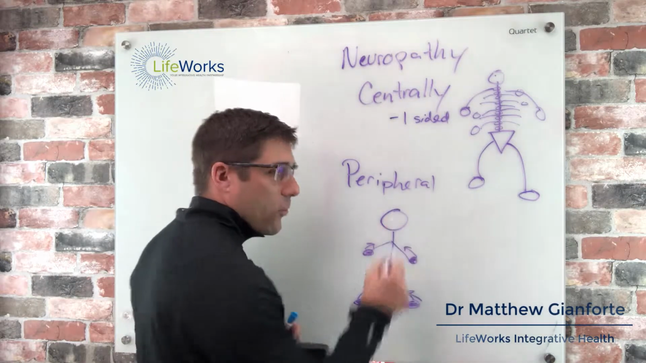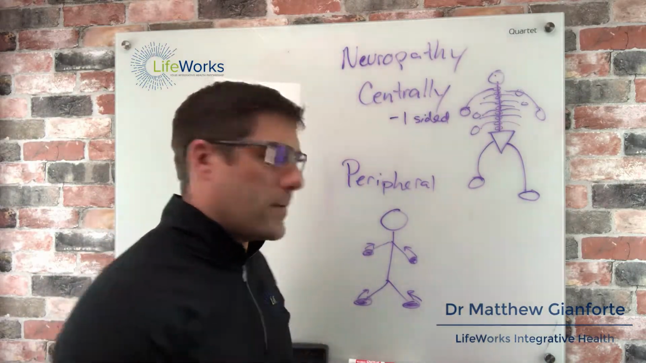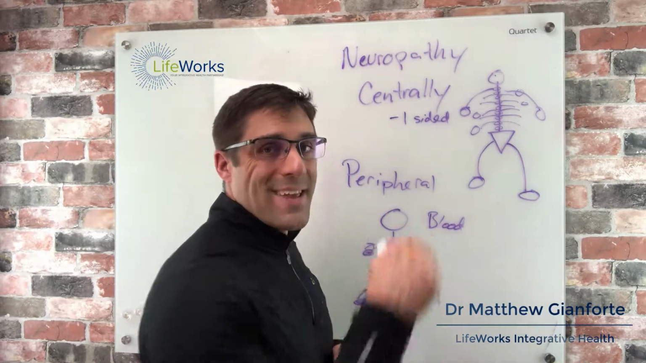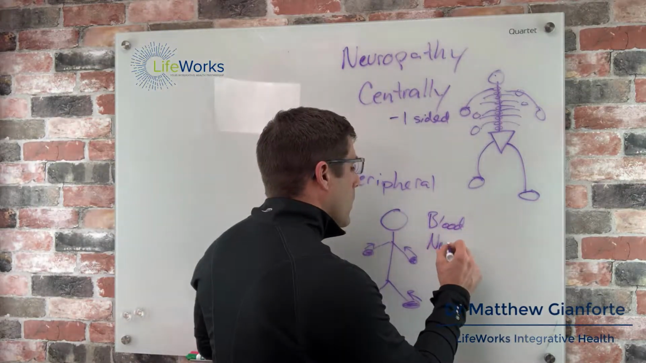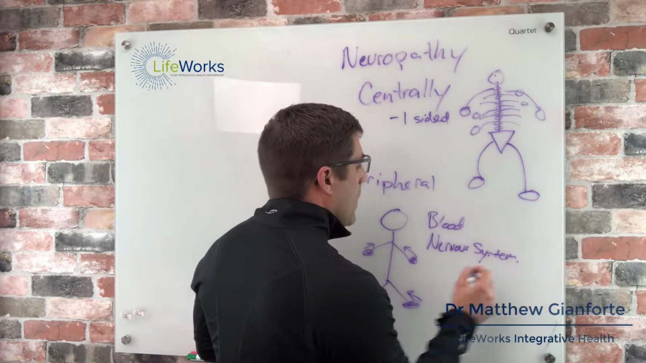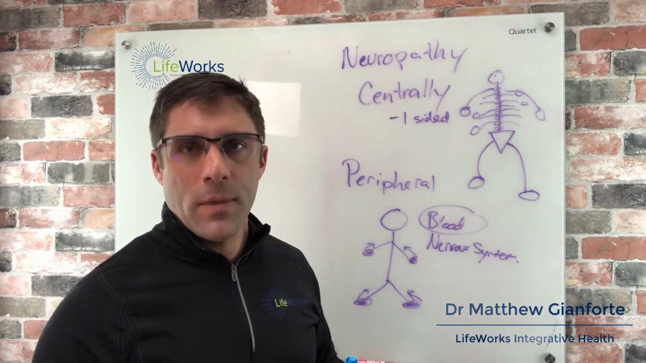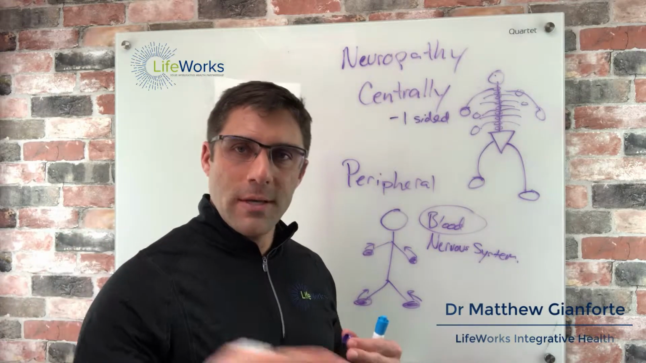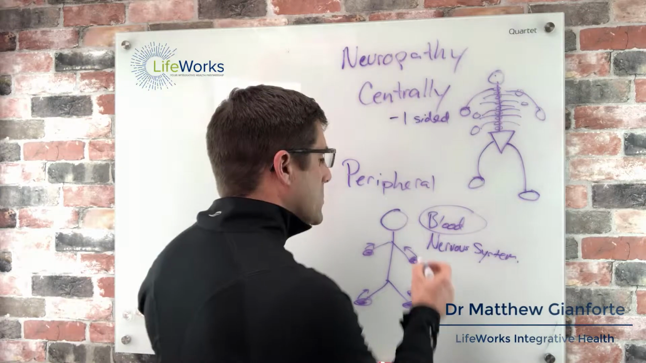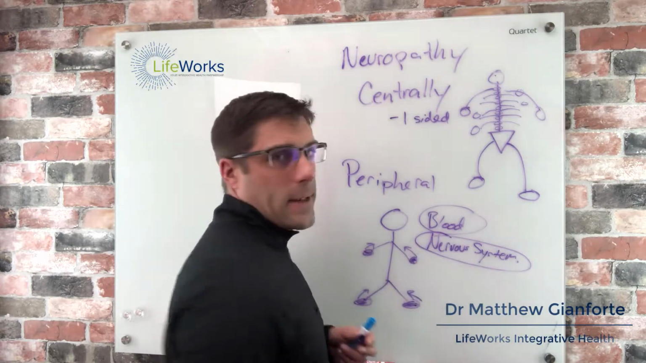With peripheral neuropathy, there's two components of your body that are being affected. One is the blood vessels. Two is the nerves. More times than not, the blood vessels are going to be the first one that are going to be affected. The blood vessels feed nutrients to those nerves as well as take away waste. This causes a degeneration within the nervous system in the periphery of the body.